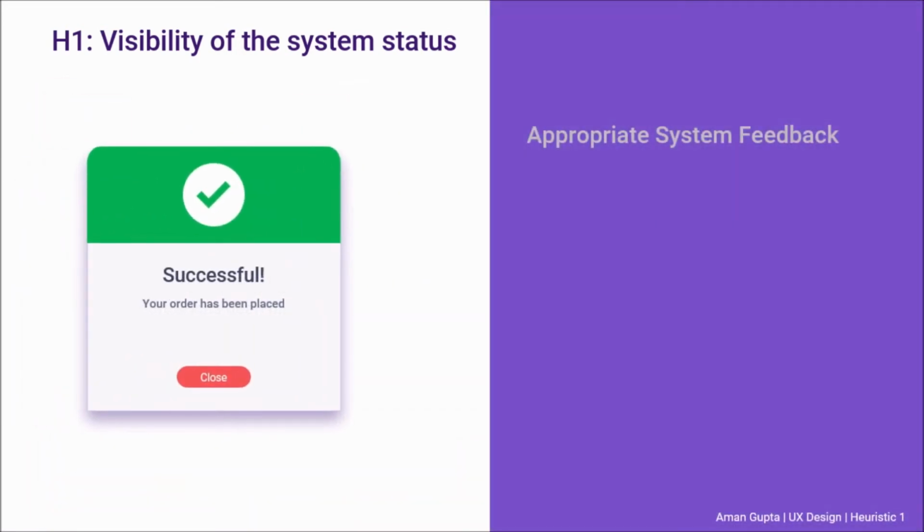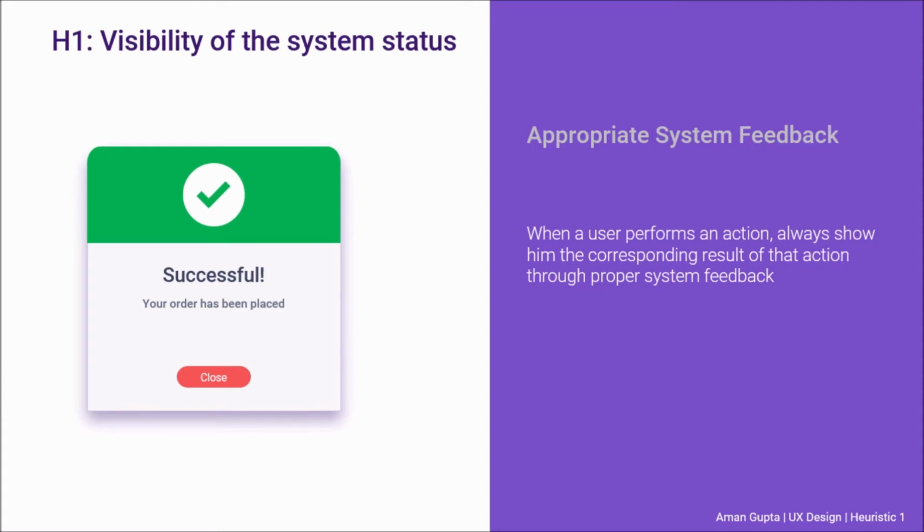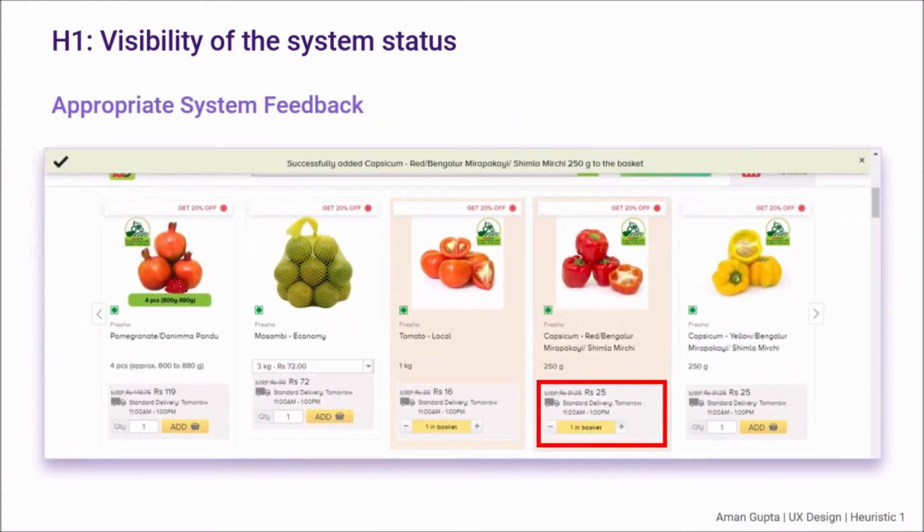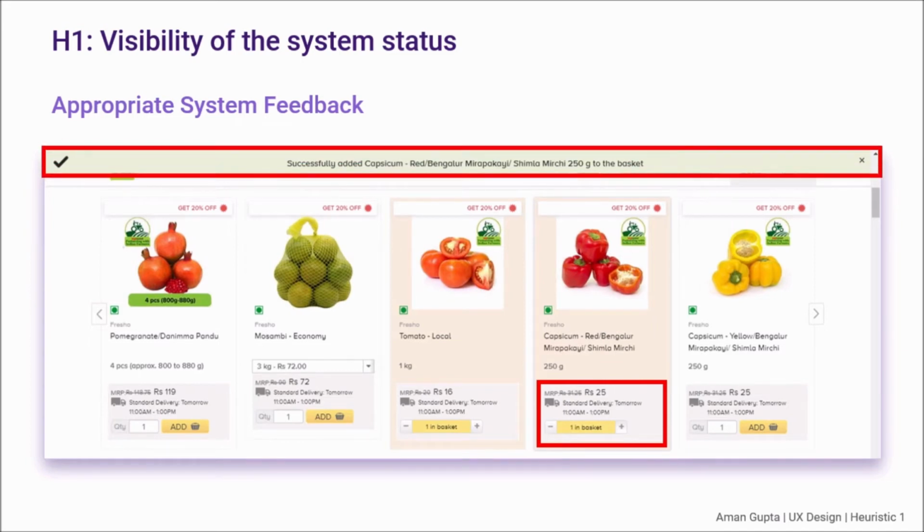Appropriate feedback is another way to communicate system status to the users and to drive the interaction in the right direction. When a user performs an action, always show him the corresponding result of that action through proper system feedback. For example, in this screenshot, the user has added capsicum to his cart. The system in turn presents him with feedback that the action performed by him has been successful. This system feedback gives him the mental satisfaction that his action has been completed, and now he can add other items without worrying about capsicum.